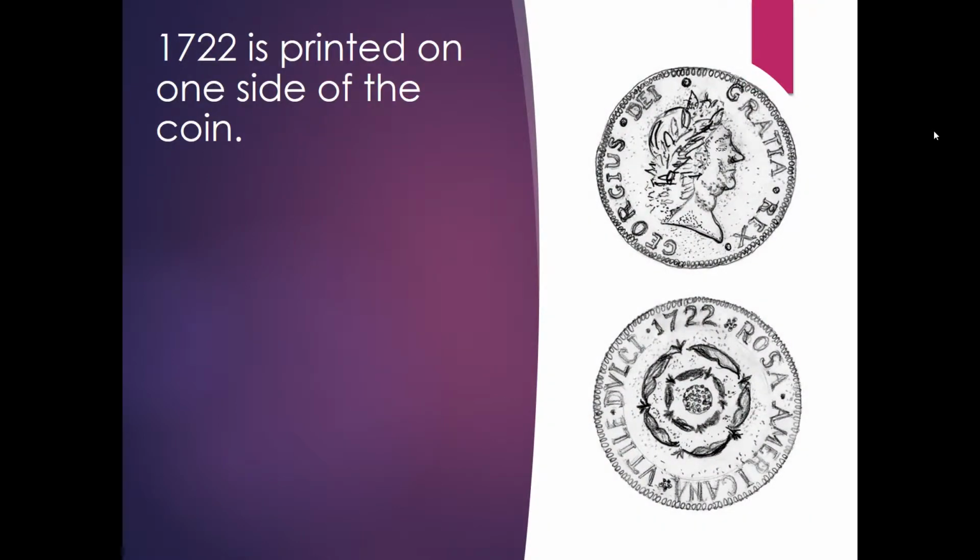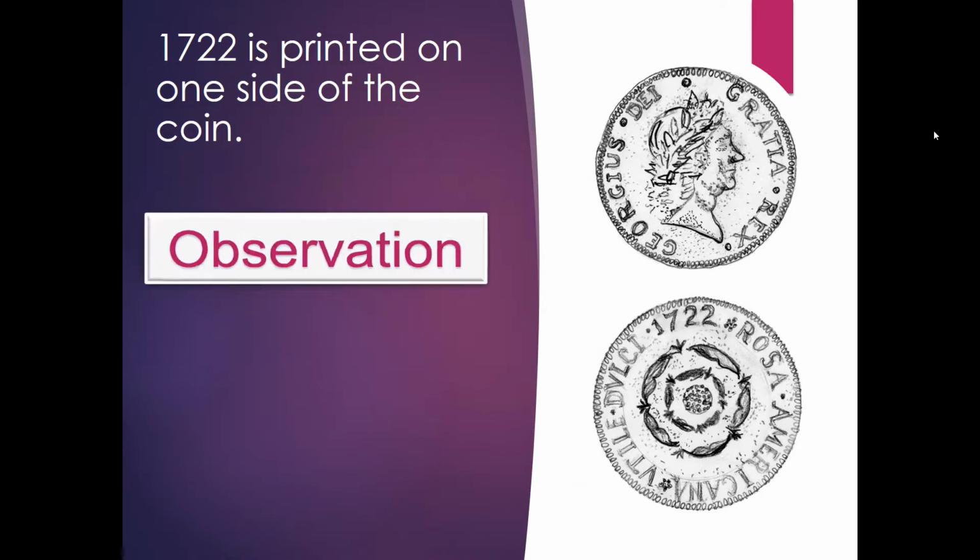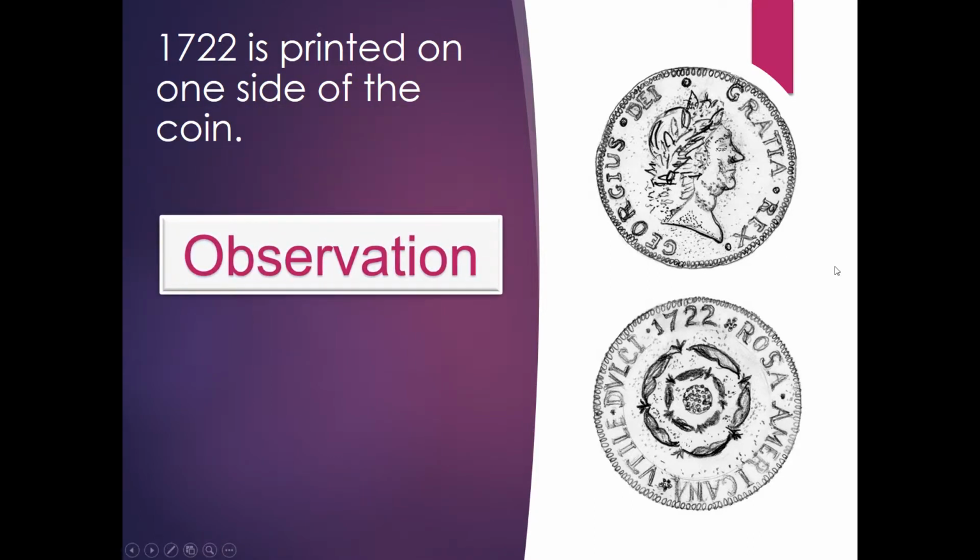1722 is printed on one side of the coin. Observation or inference? All right, it's observation. We can literally see 1722 printed on one side of this coin, so it is a fact it's on there.